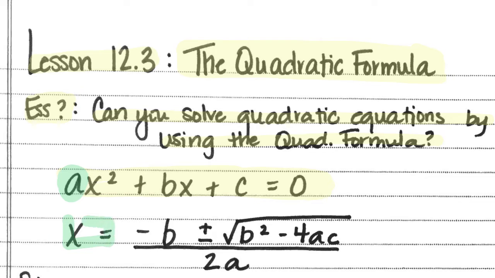X is equal to opposite b plus or minus square root of b squared minus 4ac all over 2a.